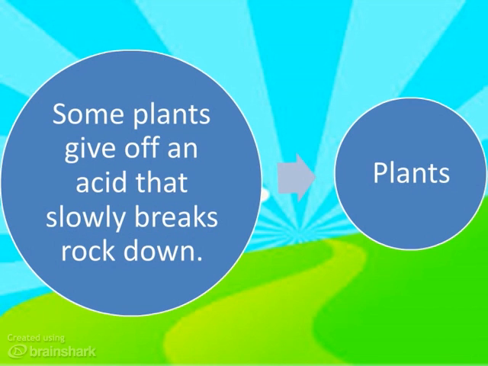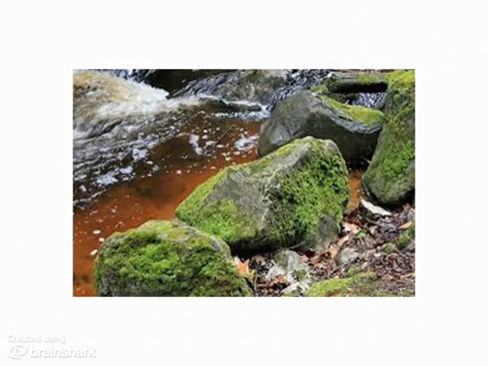Now earlier we said that plants can mechanically break apart rock by their roots, but they can also chemically break apart rocks. Plants chemically break apart rocks when they give off a weak acid that slowly breaks them down over time. One example of this is moss. You might have seen moss growing on rocks. Moss and other types of plants give off a very weak acid that when they grow on rocks, they begin to weaken them and slowly over time break them apart.